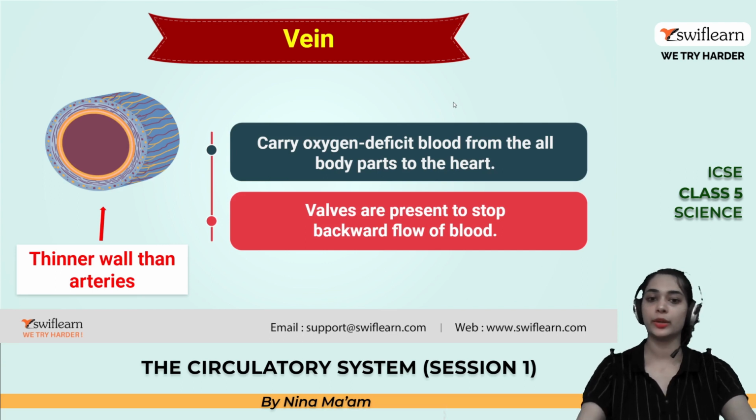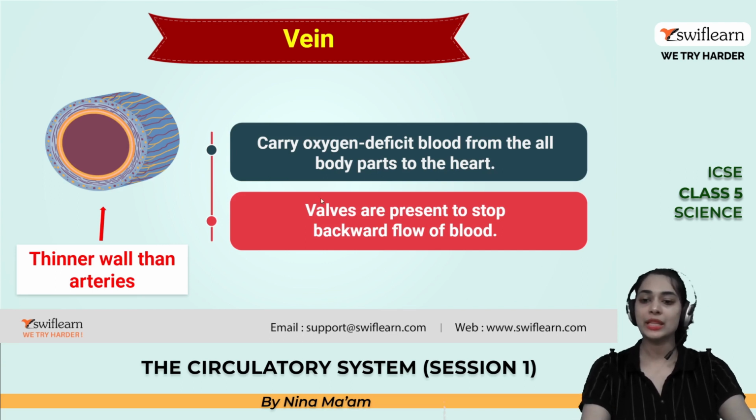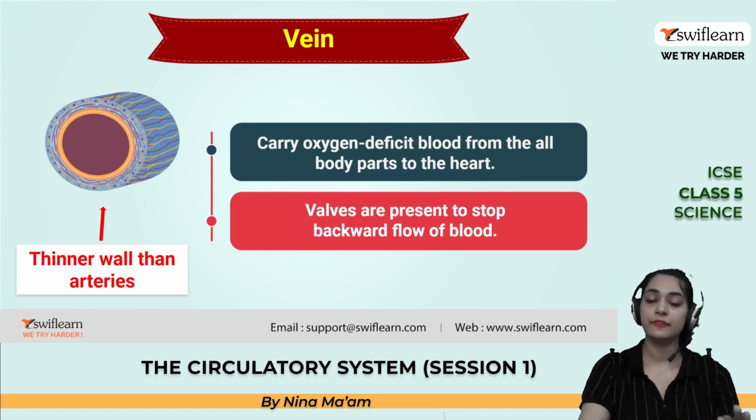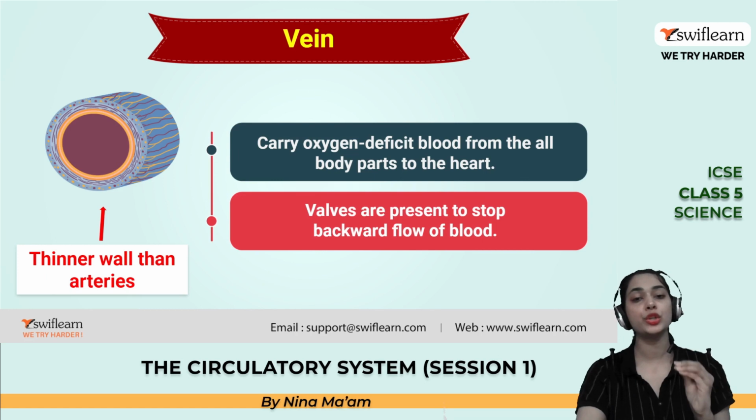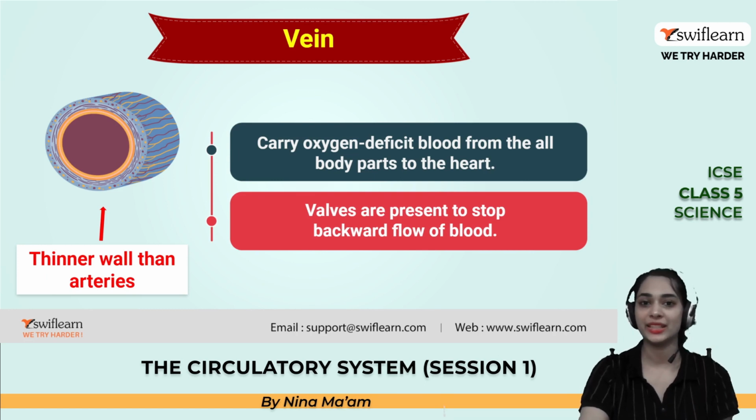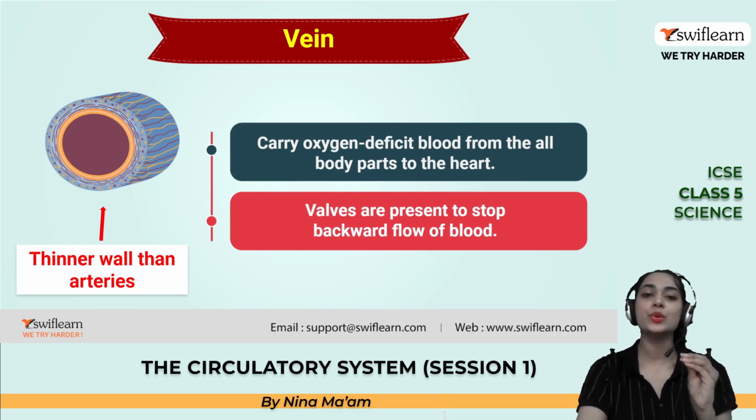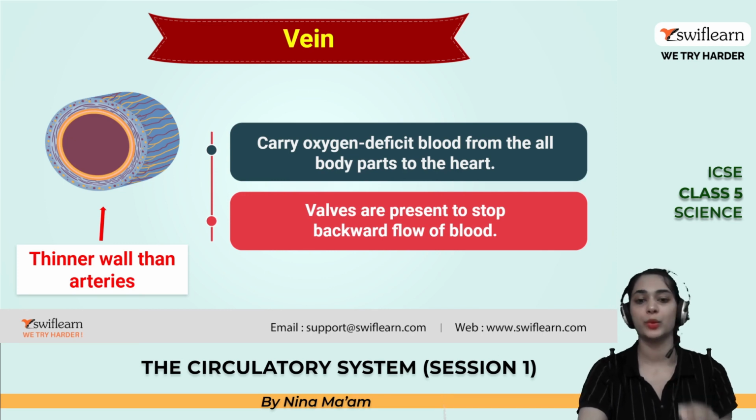So let's note about the veins. Veins have a thinner wall than arteries, and they carry oxygen-deficient blood from the body parts to the heart, through the superior vena cava, inferior vena cava and other veins. The superior and inferior vena cava are the largest veins in our body. Do you know what is the smallest vein? It is the venules. Venules are the smallest veins in our body.